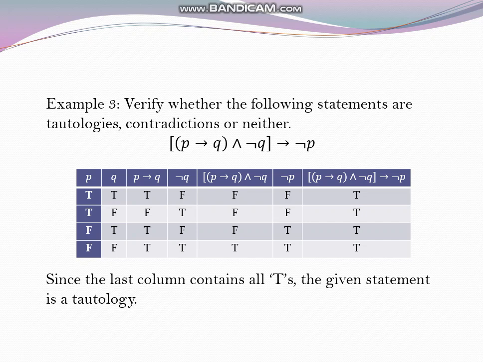Since in the last column again we have all the truth values as T, we have the compound statement as a tautology. So we may have the question, verify whether the following statements are tautology, contradiction, or neither. With the help of the truth table, which we have already learned how to construct for compound statements, we can check whether the given compound statement is a tautology, contradiction, or contingency.